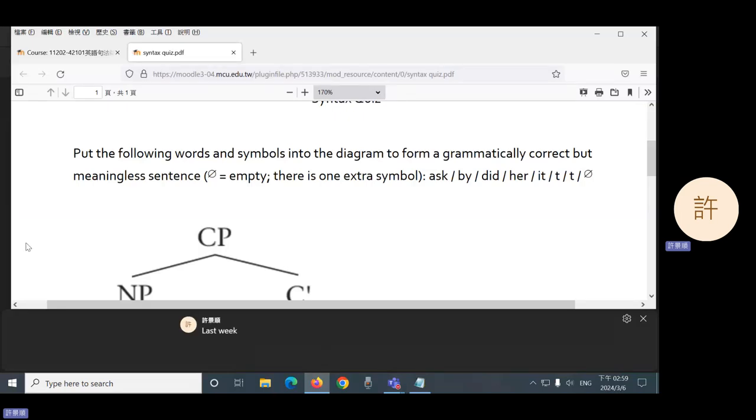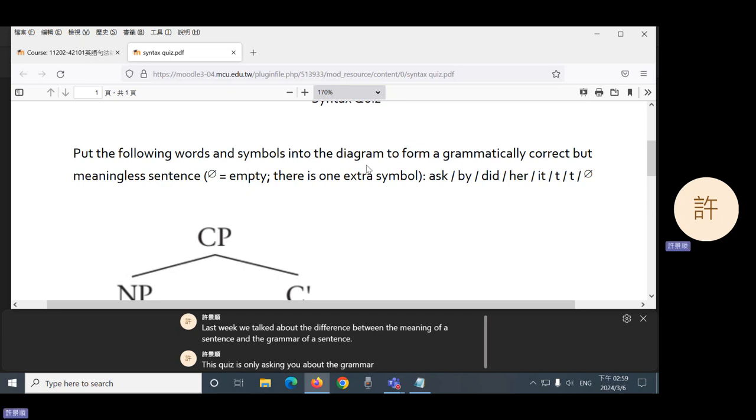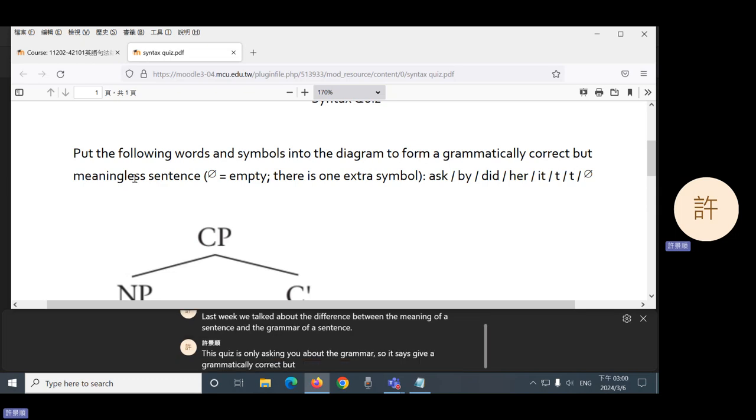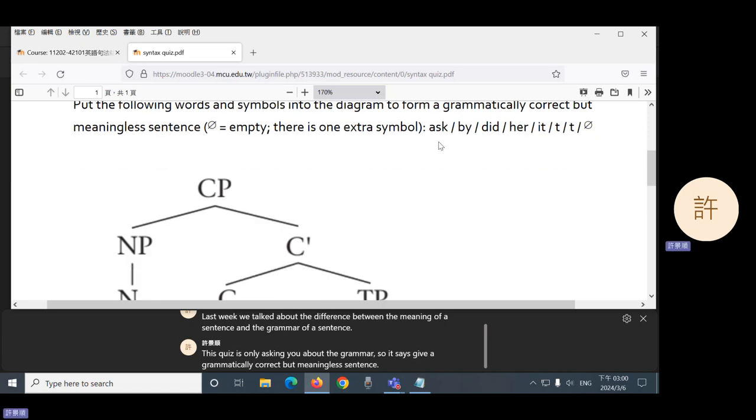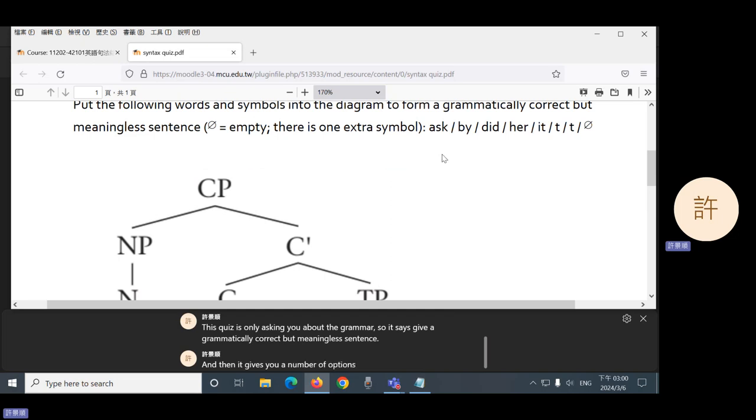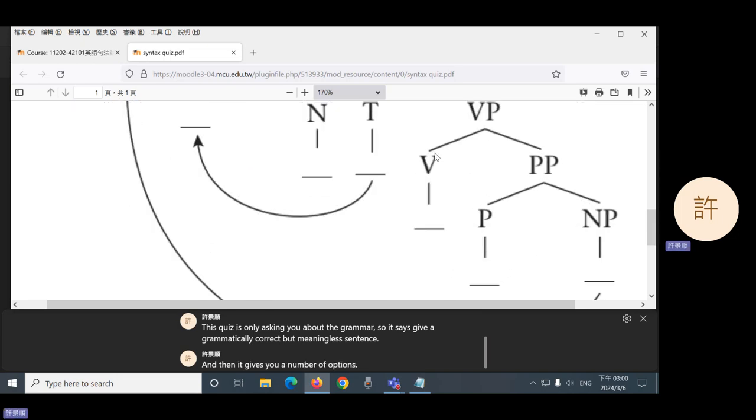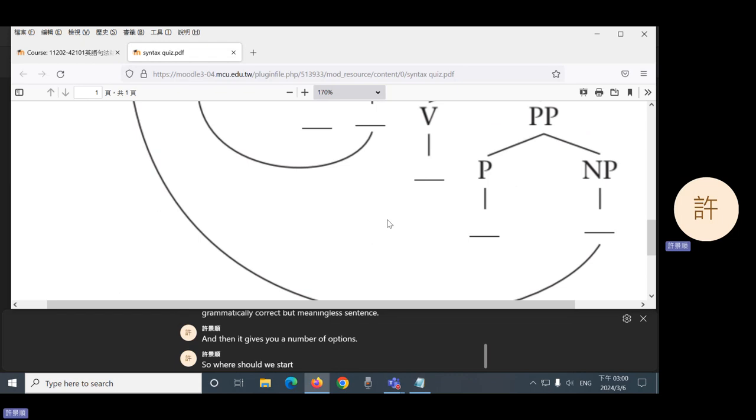Last week, we talked about the difference between the meaning of a sentence and the grammar of a sentence. This quiz is only asking you about the grammar. So it says, give a grammatically correct but meaningless sentence. And then it gives you a number of options. So where should we start? Which one is easier to fill in?